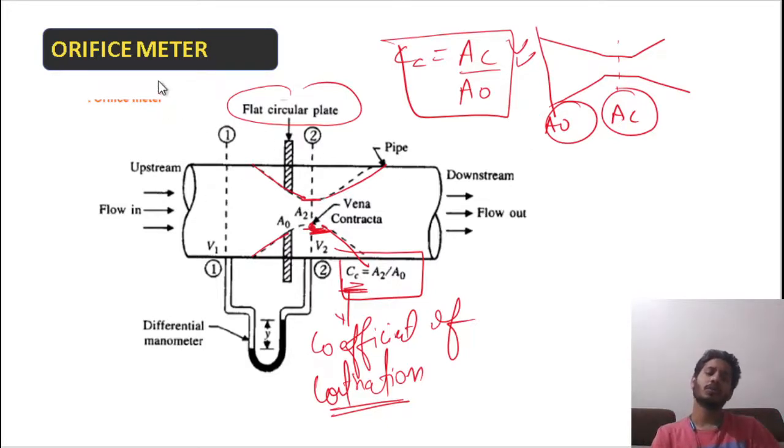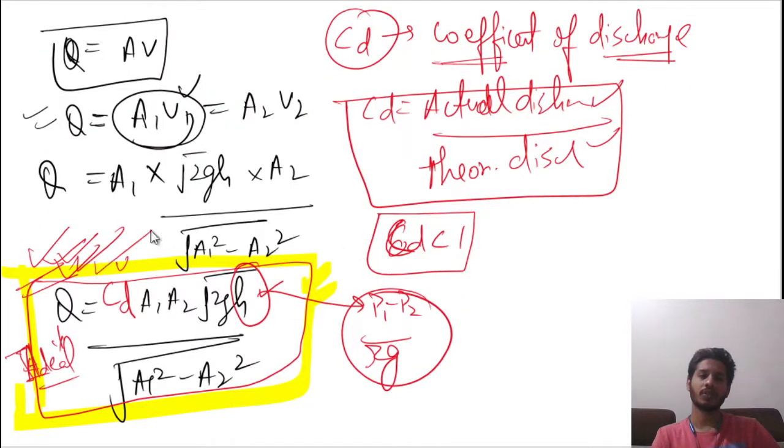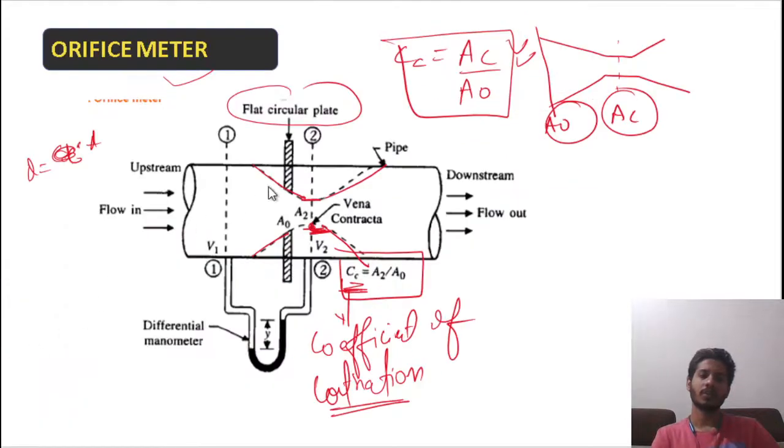The formula remains the same for the orifice meter also, which is Q is equal to CD A1 A2 root of 2GH on root of A1 square minus A2 square. This formula remains the same for the orifice meter as well, because it works on the same principle, and we will be applying the Bernoulli equation in this case also. I'm not deriving this part because it is not important from the GATE point of view. So you need to simply remember the formula. All right.